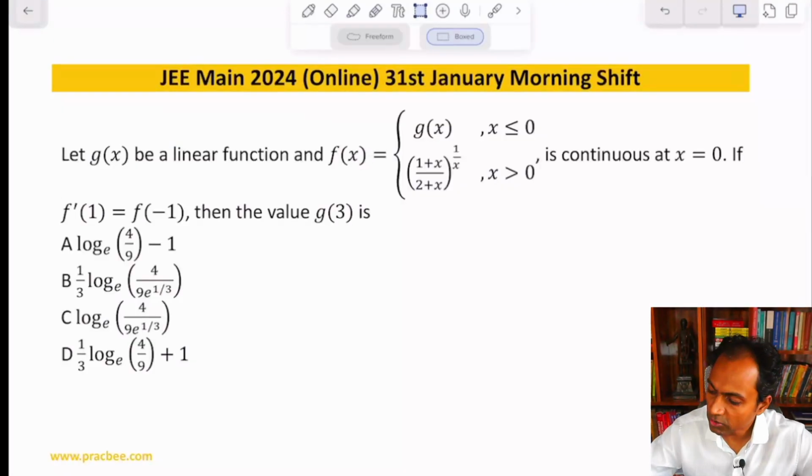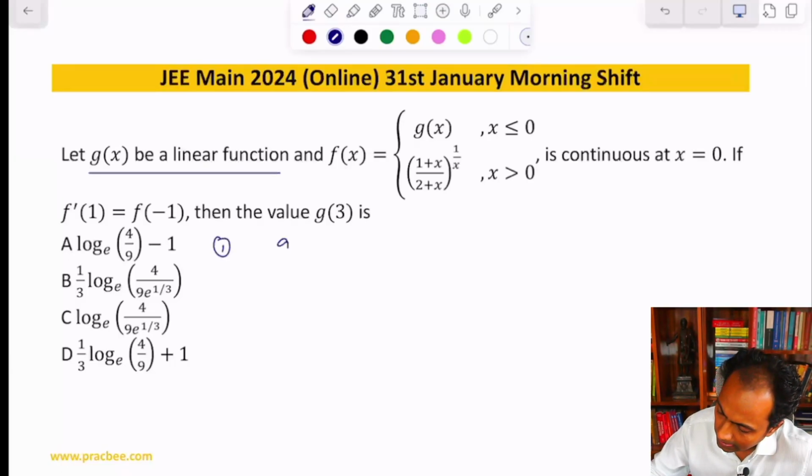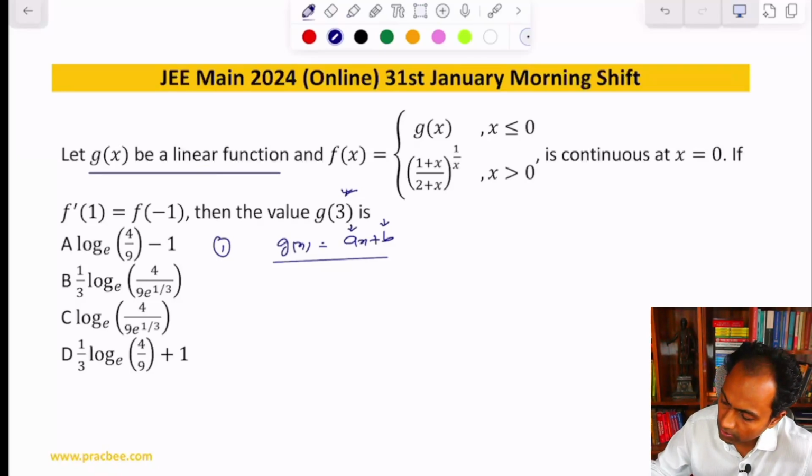So, if I look into this 2024 question, it talks about g(x) being a linear function. A linear function can be written as ax plus b. Now, in order to get this function, which will be essential to get the value of g(3), we will have to get the value of a and b. For that they have given 2 conditions. One, it is continuous. So, for continuity, we can get the left hand value as g of 0. This is my left hand limit, but this should be equal to the right hand limit.